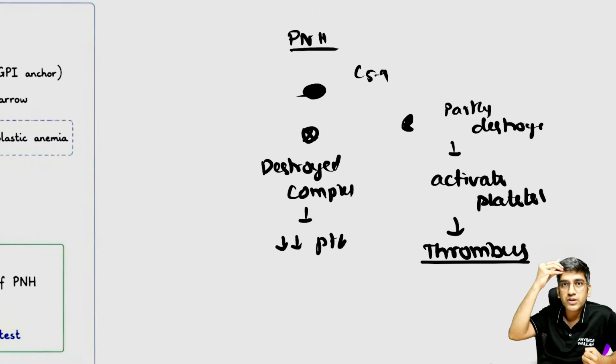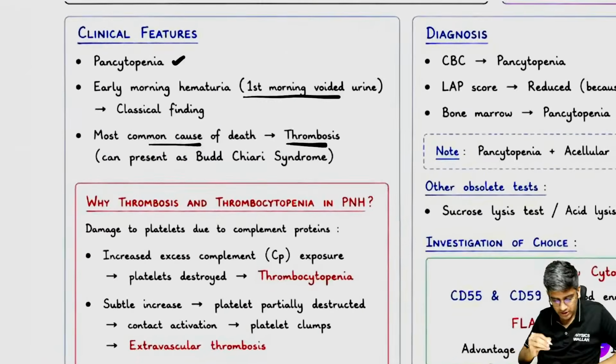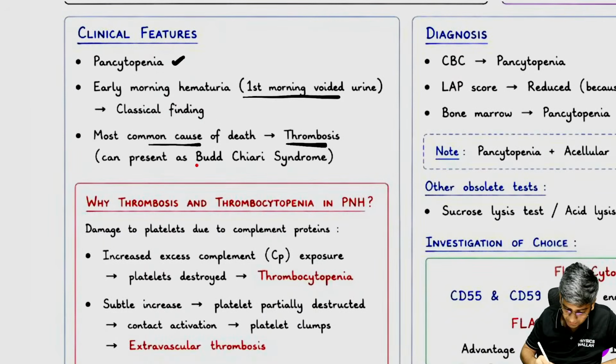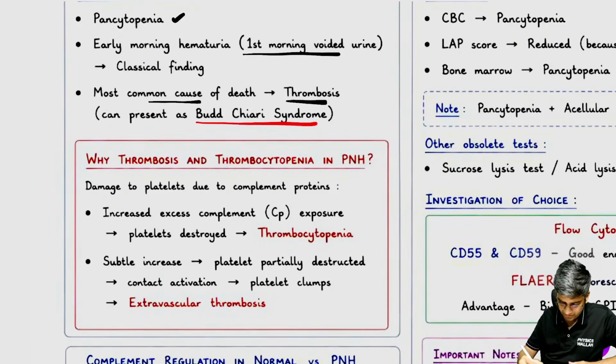It can go and block the brain, causing stroke, or cardiac vessels, causing MI. Thrombosis is by default the most common cause of death, and it can also present as Budd-Chiari syndrome, which is hepatic vein thrombosis. Very classical presentation of PNH. Fine. Okay. I have given you why the thrombus also. You should know the answer.